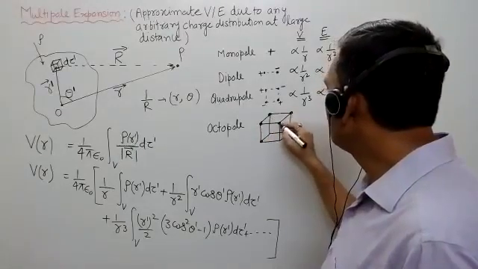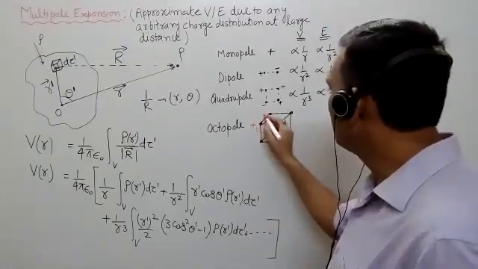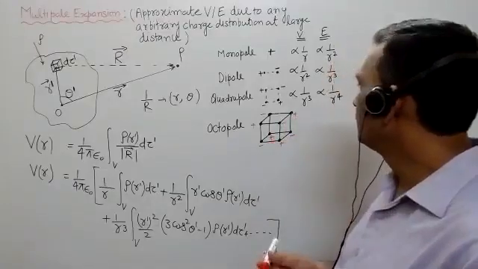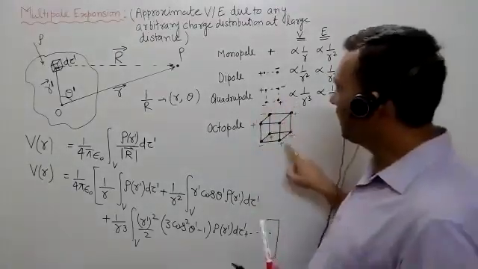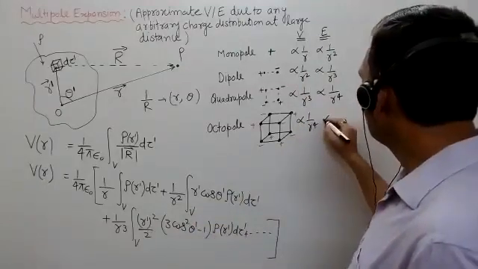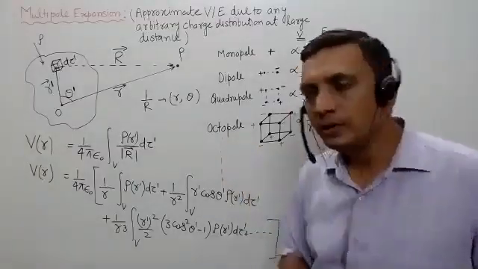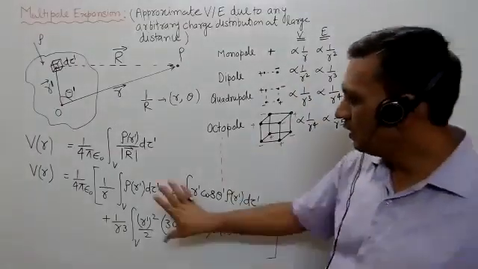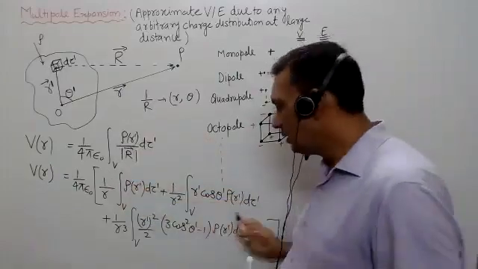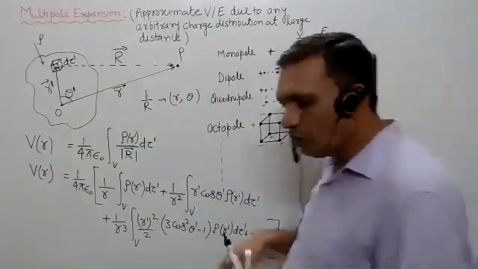So charges are placed at the corners of a cube. So let's say this is plus, minus, plus, minus, minus, plus, minus, plus. This represents an octopole. And in octopole, potential is 1 by r power 4, electric field is 1 by r power 5. And so on. You have infinite number of terms in multipole expansion. If you expand this term, you will get different terms. These are the different terms and you know their dependence. So you have to remember these dependences.